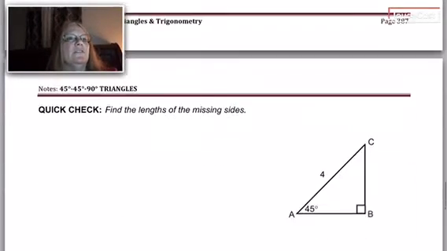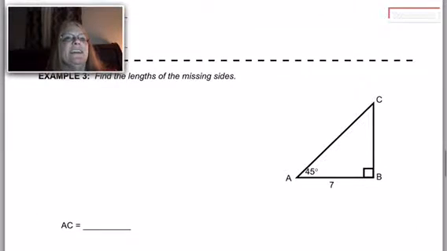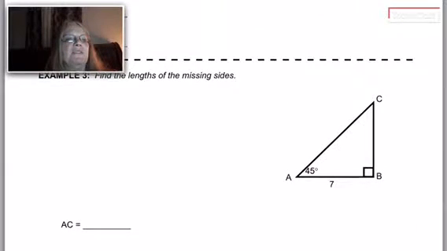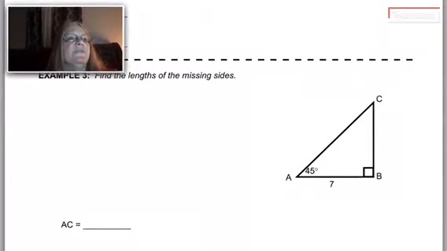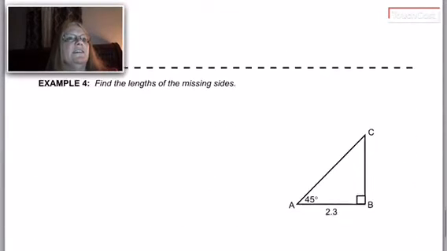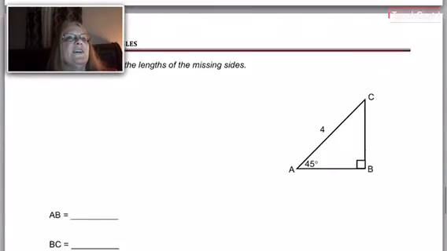And just looking ahead. Okay, here, this one shouldn't be too difficult. x, x, x to the square root of 2. Well, x is 7, so BC is 7, and AC is 7 times the square root of 2. All right?